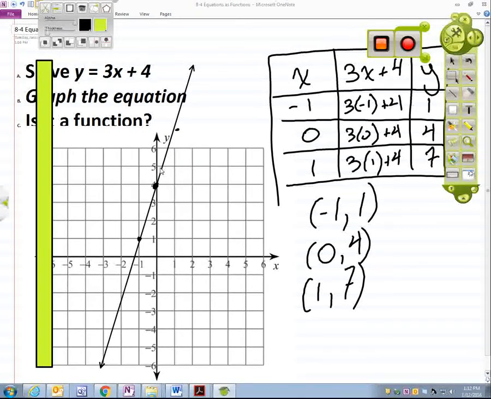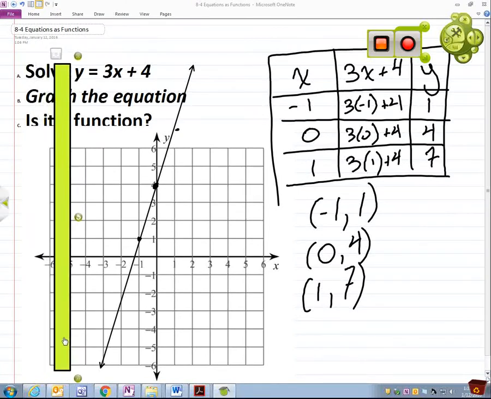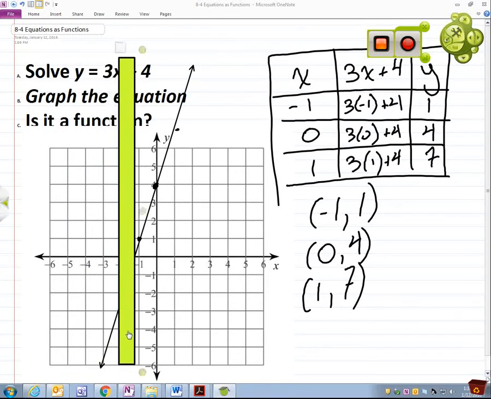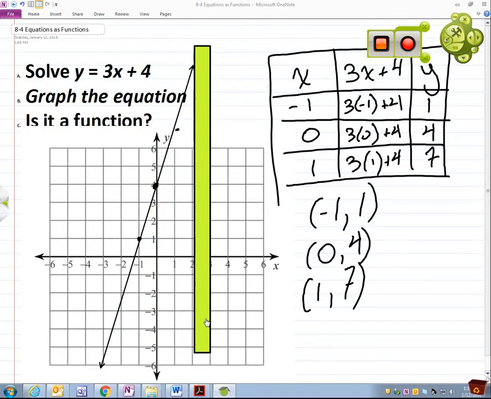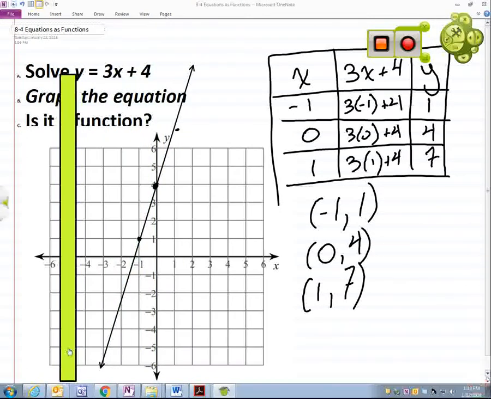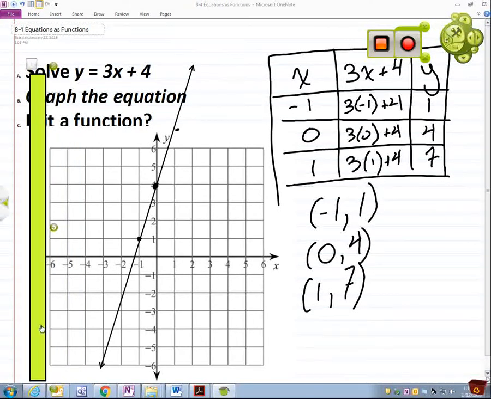So here's my vertical line test. I'm going to take my ruler or my ID and I'm going to move it across here. Now, how do I know if it's not a function? If there are 2 on the same line. Well, there's one right here and there's one right here, right? There we go. 2 on the same x value. That's why I have my line that's vertical.